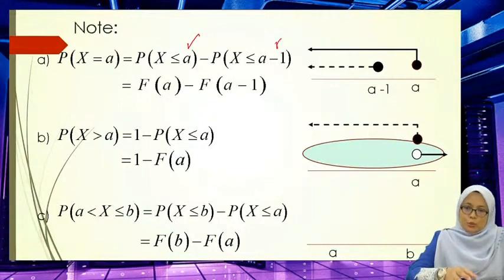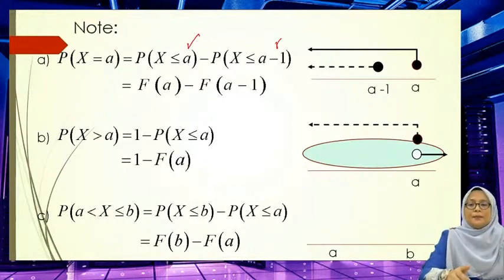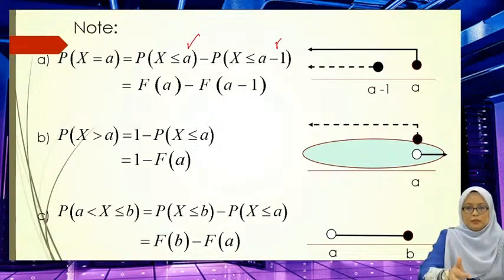Okay, so then kalau untuk C, katalah you nak cari probability X is in between A and B. So A is not include, B is include. Okay, so kita draw dulu probability yang kita nak tu. So A is not include, B is include. Okay, so sebelah kanan kita ambil nilai yang kita nak. So yang termasuk dalam number line kita sebelah kanan is value B. Okay, so kita ambil probability X less than B.